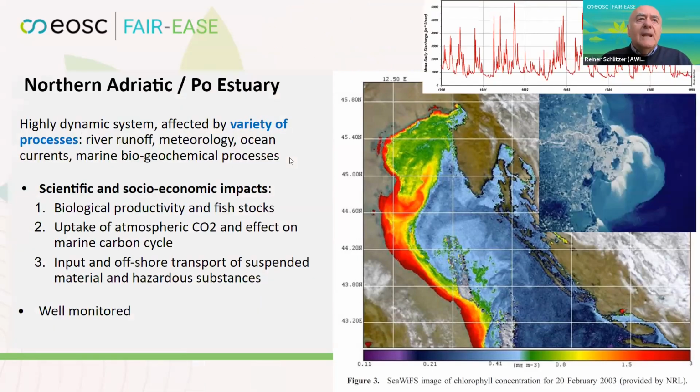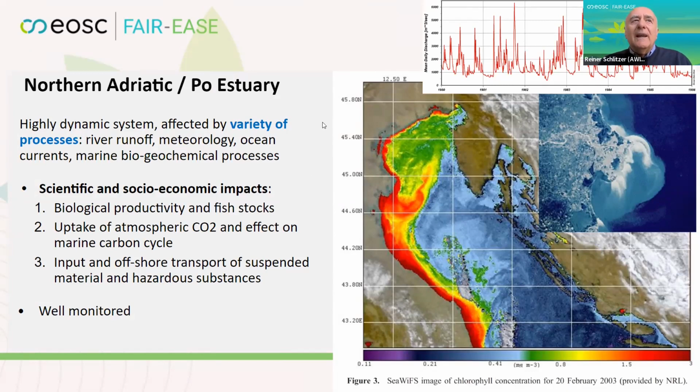In this pilot, we are focusing on the Northern Adriatic and the Po estuary. And we take this as a prototype system and a prototype domain that is very dynamic, and it's affected by a whole variety of processes, such as river runoff, the meteorology plays a big role, ocean currents, of course, and the biogeochemical processes inside the water column itself.